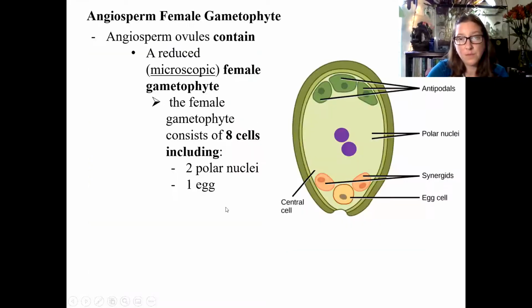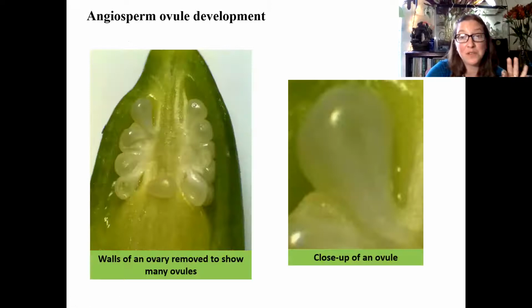8 cells. I don't want you to be confused. This is the outside of a single cell, but in it are the nuclei of that cell. So just say 8 cells for the purposes of this class. The female gametophyte of angiosperms is composed of 8 cells, period.